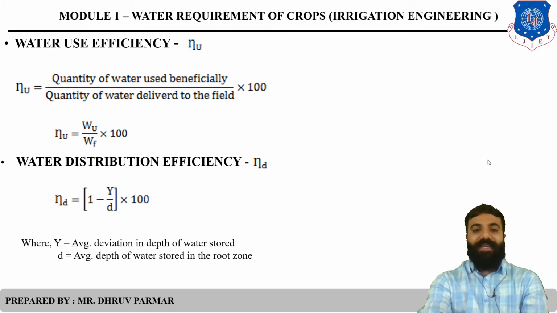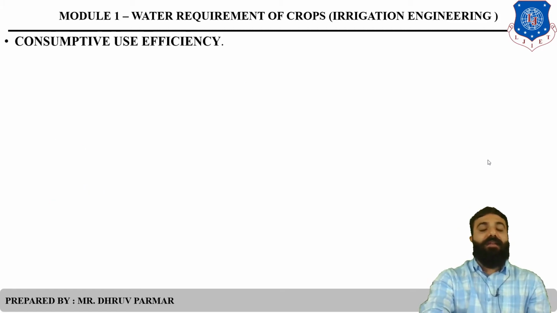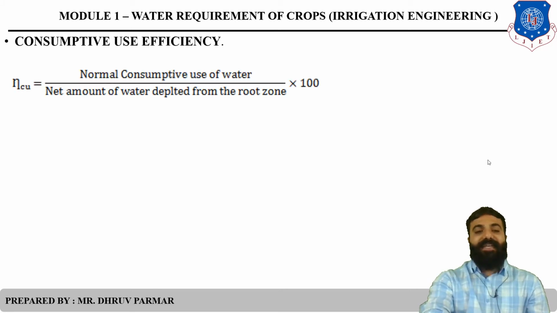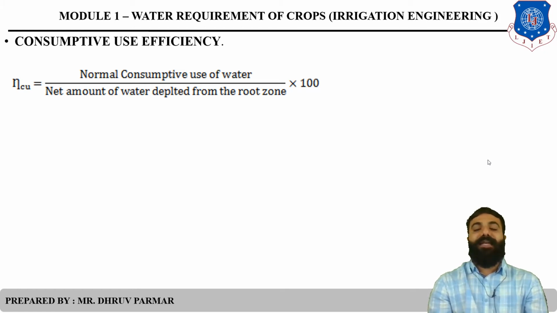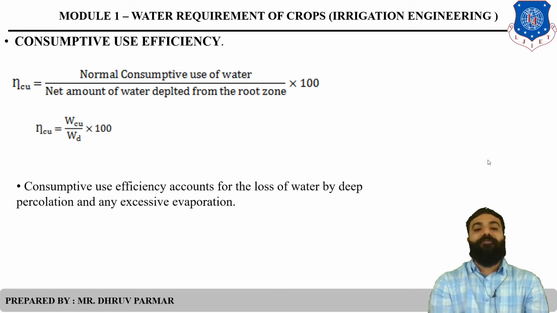Clear? We can easily understand by the example. Clear? And next, last one, consumptive use efficiency. It is indicated by eta C, which is equal to the ratio of normal consumptive use of water to the net amount of water applied, or water depleted from the root zone. Depleted means reduced. So it is WCU divided by WD into 100. So consumptive use efficiency accounts for the loss of water by deep percolation and excessive evaporation.